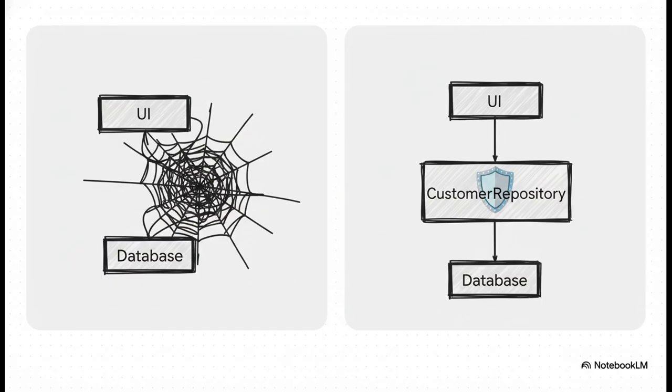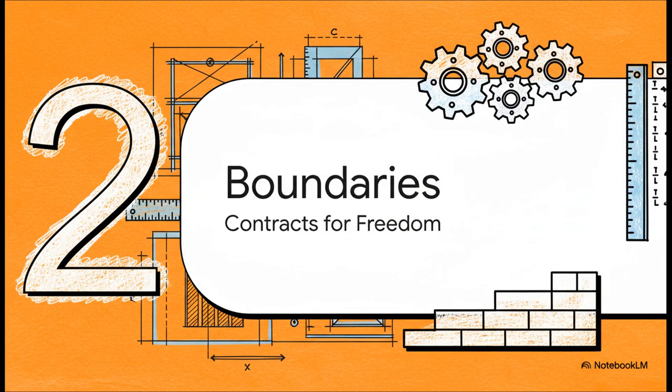And here's what that looks like in the real world, in your code. Without abstraction, you get this ugly situation where your user interface code is directly fiddling with database queries. It becomes this tangled, fragile mess. But with abstraction, you create a clean separation, something like a customer repository interface. It acts like a wall, totally separating the UI from the database, which makes your code flexible, strong, and way, way easier to test.